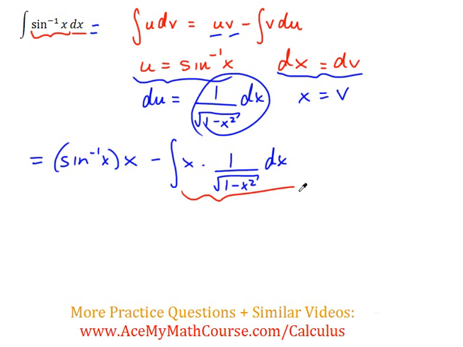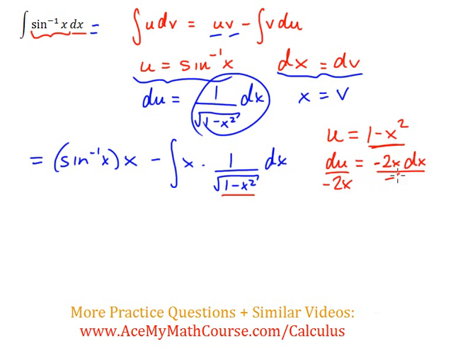And what can I do here? I'll use 1 minus x squared as u. So du will be equal to negative 2x dx. I just took the derivative here and multiplied by dx. And what I'll do now is divide both sides by negative 2x. Why am I doing that? Because then they can cancel out over here. I can take this dx and replace it with du over negative 2x. So let's rewrite everything.